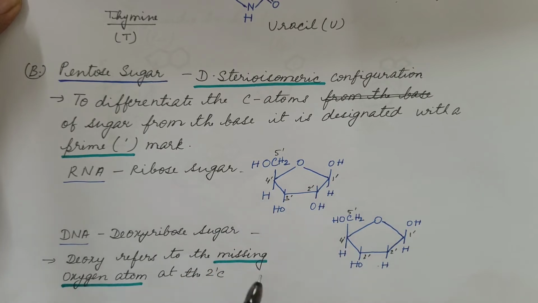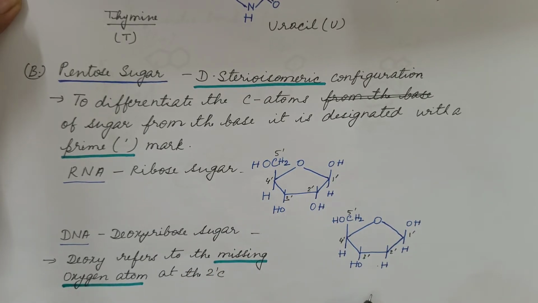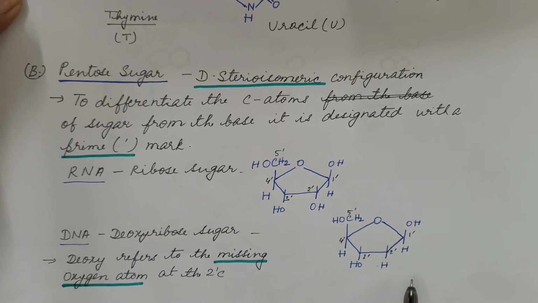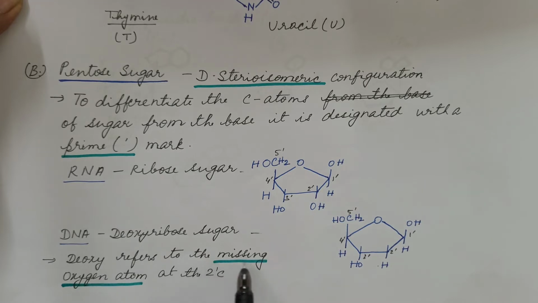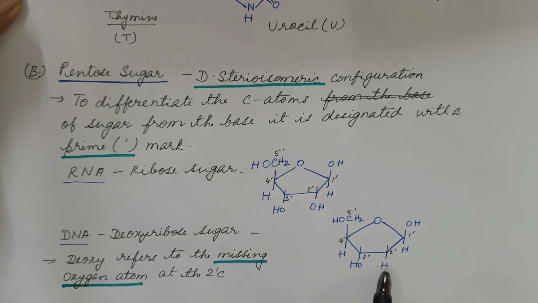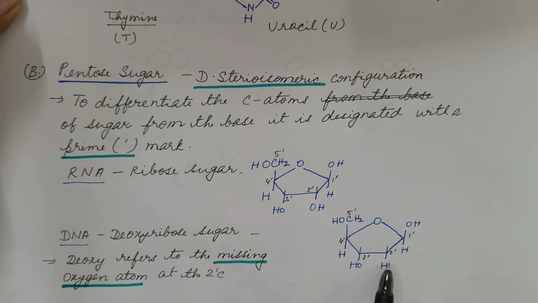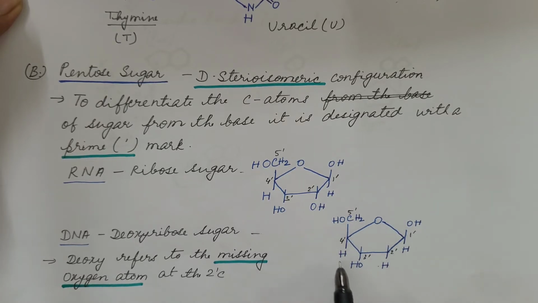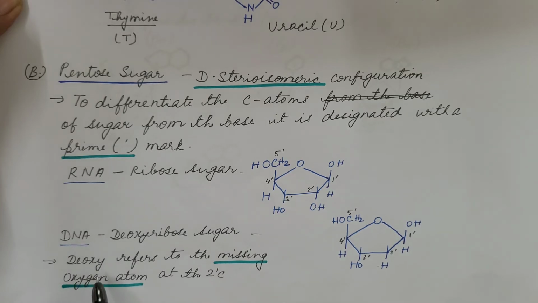So, what's the difference between these two sugars? Here we refer to it as deoxyribose because it has one missing oxygen atom at the 2' carbon atom. If we see here, the oxygen atom is missing. Here the oxygen atom is present. Due to the missing of this oxygen atom, it is referred to as deoxy.